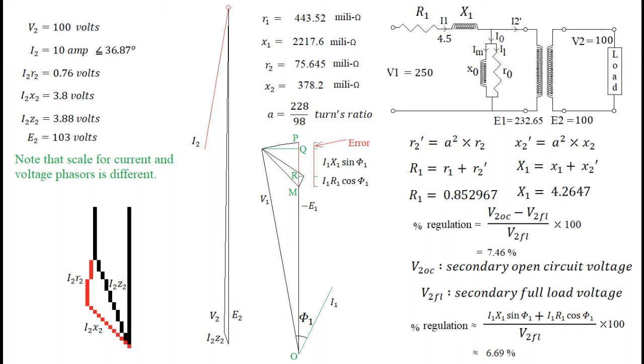Note that the resistance drop is in phase with the secondary current and the leakage reactance drop is in phase quadrature with the load current. The values of these voltage drops are very small in comparison with terminal voltage or secondary induced EMF E2. Numerical values of these voltages for our laboratory transformer are shown on top of the screen.